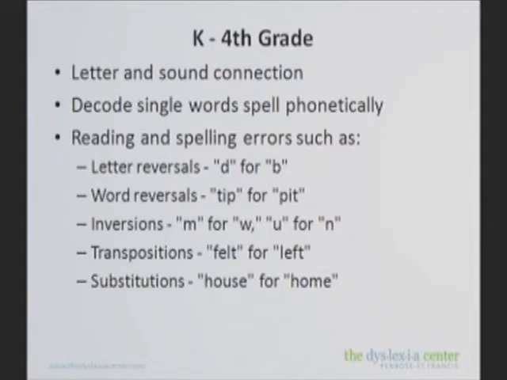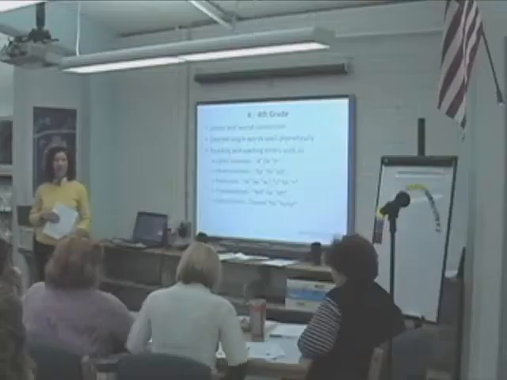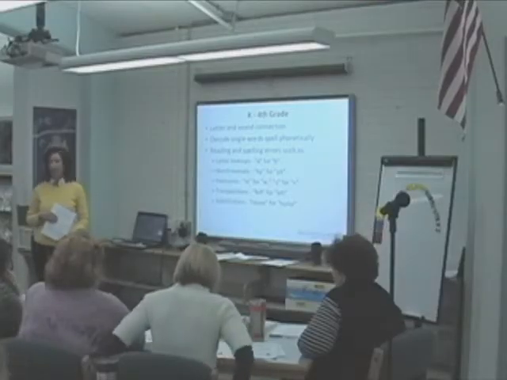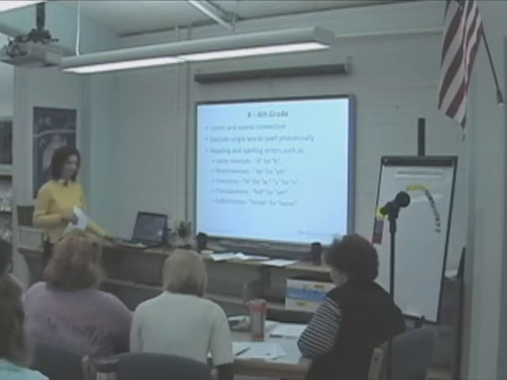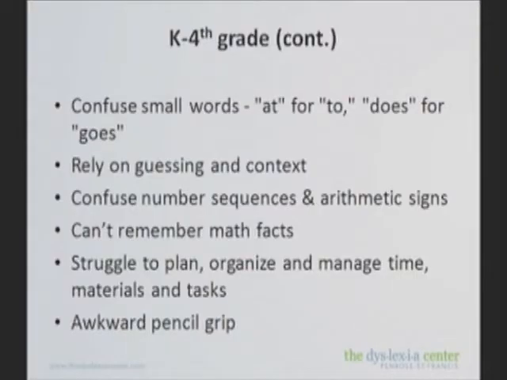What letter should have been there? Does it have anything in common with the letter they wrote? Because it's not just B and D. You know, there's a lot of reversals, inversions. Transpositions, felt for left, was for saw. Substitutions, house for home. They confuse small words like "the" and "and." They rely on guessing and their childhood stories memorized.